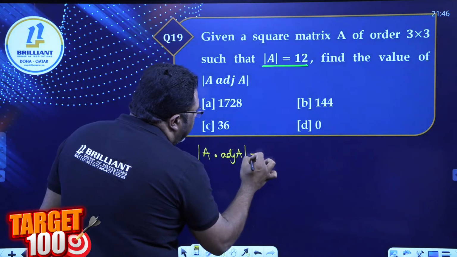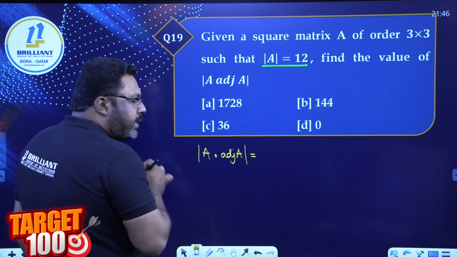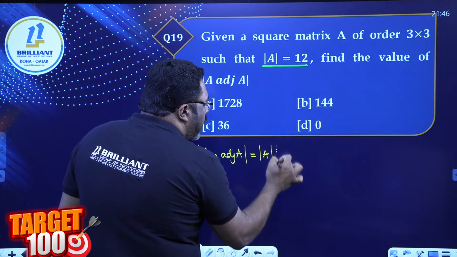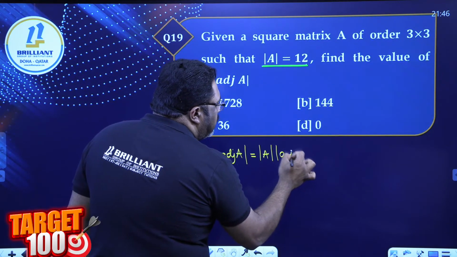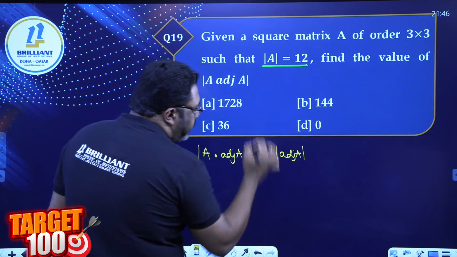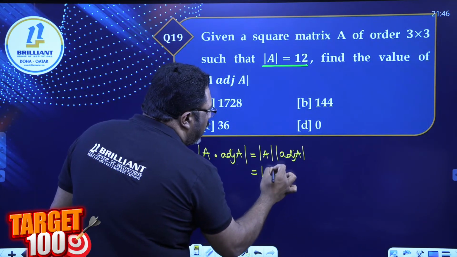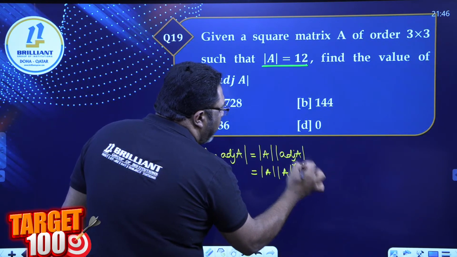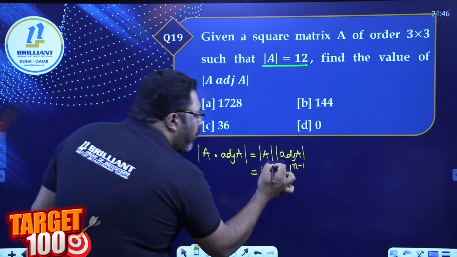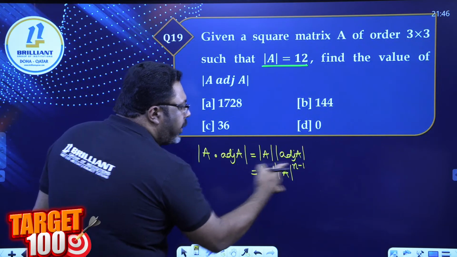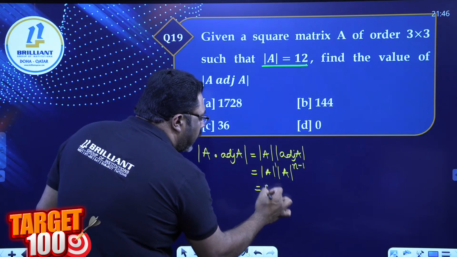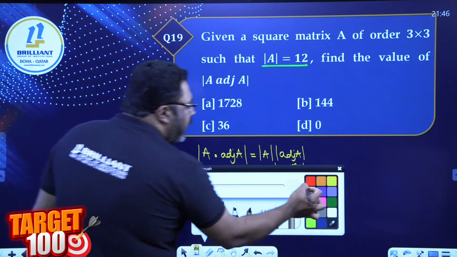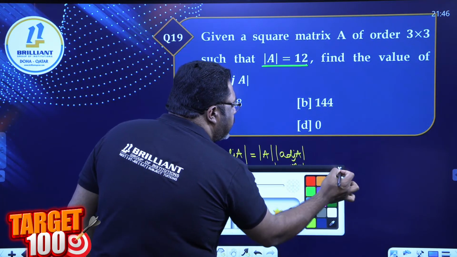Determinant of A multiplied with adjoint A. Do you see that it's a product of two matrices? Adjoint is also a matrix. According to our understanding, a product can be split as two different determinants. And we already know the determinant of adjoint A is determinant of A raised to n minus 1. If I combine these two, the bases are the same, so you can add the powers. You can study this as a formula itself.